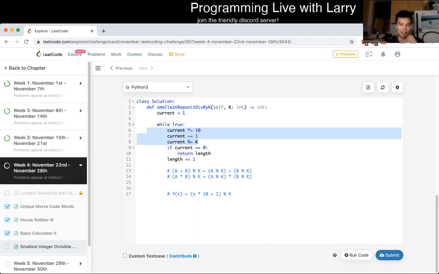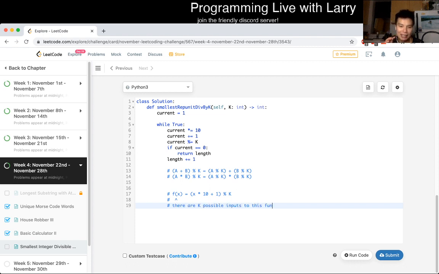So what does this mean, right? This means that for the function f of x, if we iterate it, there are k possible inputs to this function, right? And given that there are k possible inputs, there are at most k possible outputs to this function, right?